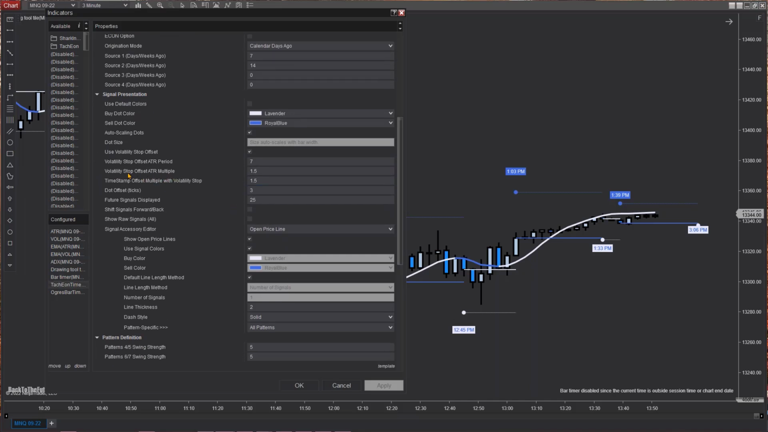So this volatility stop offset multiple is 1.5, right? But the timestamp offset multiple is also 1.5. If that's 0.5, watch what's going to happen to the timestamp. Now it's below the dot. Watch what happens when we make it 1. Probably going to be right on the dot. Really annoying. Where's my dot? I can't find my dot. So that's what that is.